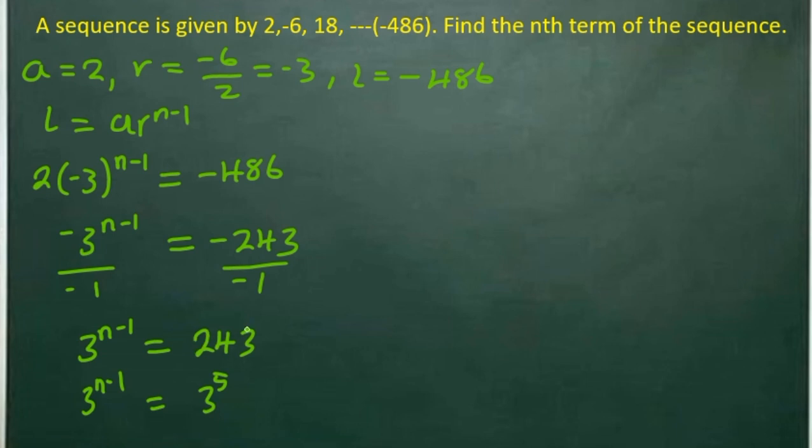So this number can be expressed in index form. From the property of indices, when the bases are equal, we equate their exponents. So n minus 1 equals 5, and moving the minus 1 to the right hand side gives us positive, so n equals 5 plus 1. So the value of n is 6. So the end term of this sequence is 6. Let's take a look at another question.